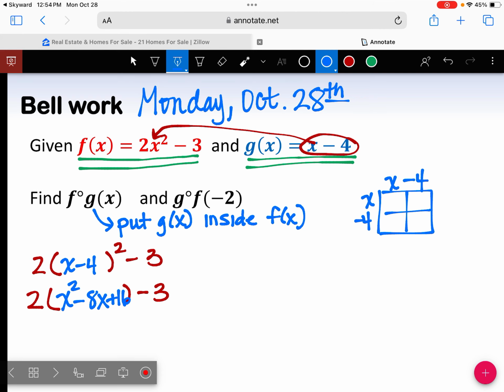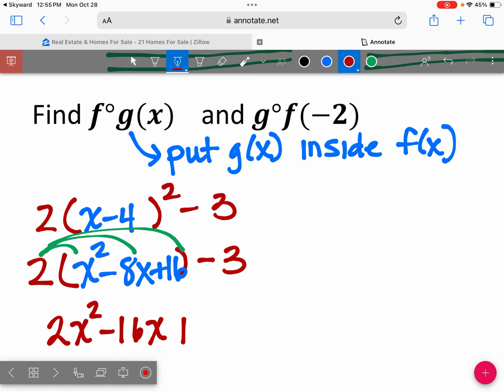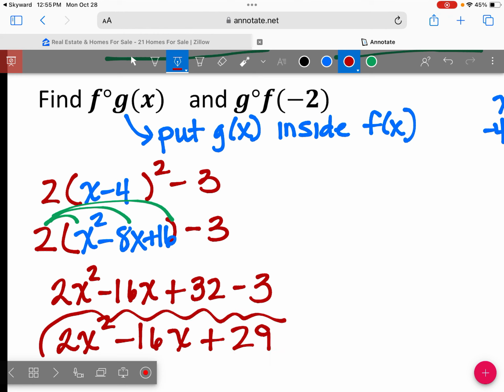Good job. Now we're going to distribute the 2, which is going to give you 2x squared minus 16x plus 32 minus 3. And your last step would be to combine your like terms. So your final answer, after you combine your like terms, this would be your f of g function.